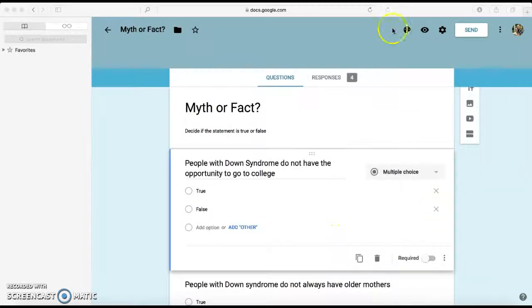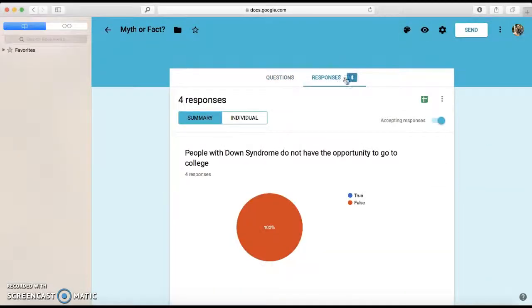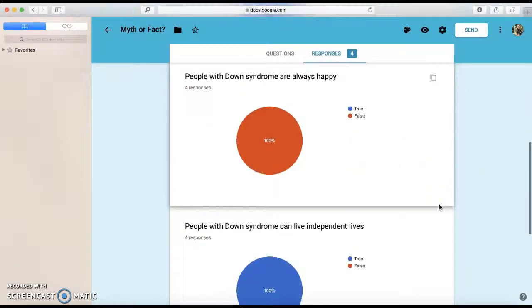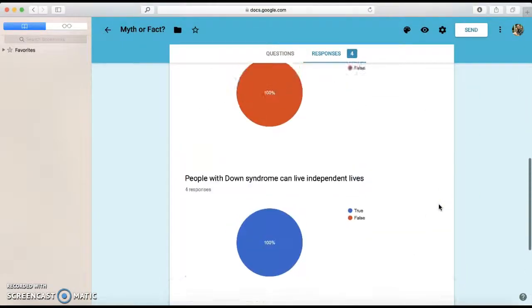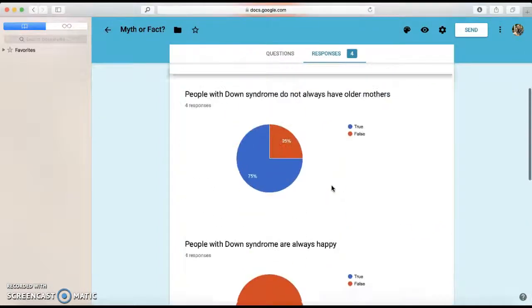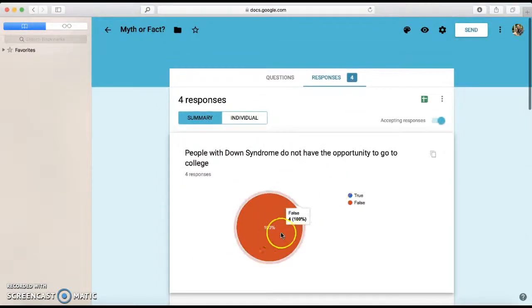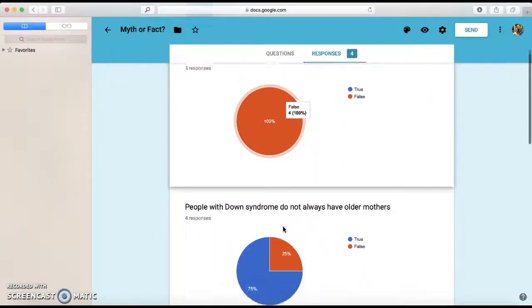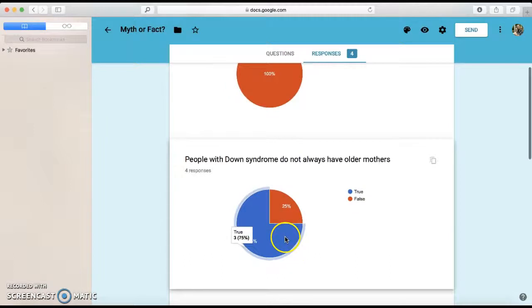So I had 4 of my friends take this, and so I got to look through some of their responses. And as you can see, there's not that much discrepancy, but it's cool to be able to see that all 4 of them thought it was false. One of them thought that people with Down syndrome do not always have older mothers is false, which is actually true.